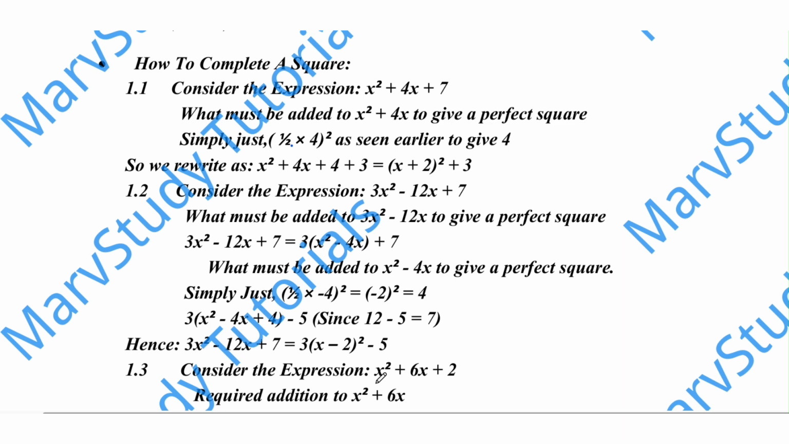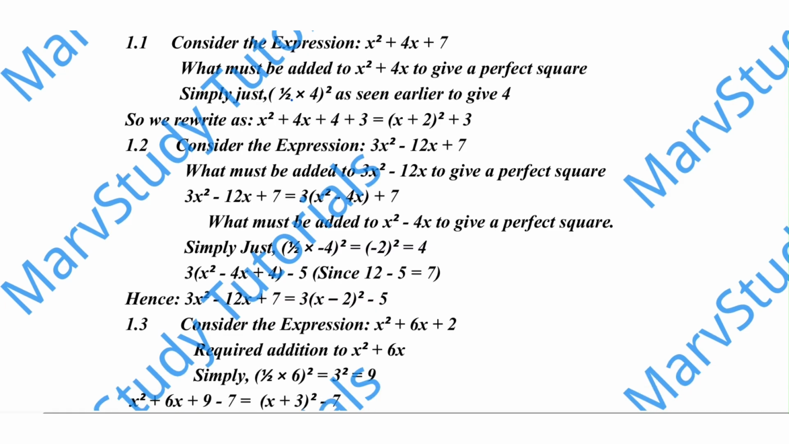6, right? Then half of 6 is going to give us 3, and 3 squared is going to give us 9. So 9 must be added to x squared plus 6x to give a perfect square. And that's likely to be x plus 3 all squared, because half of 6 is 3. Using factorization, you can also get that.